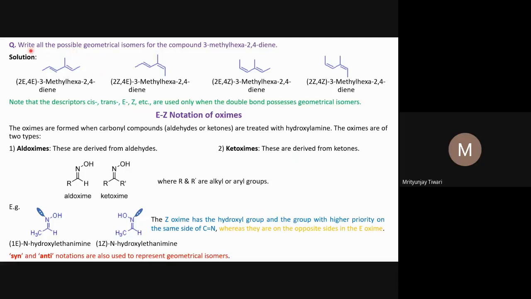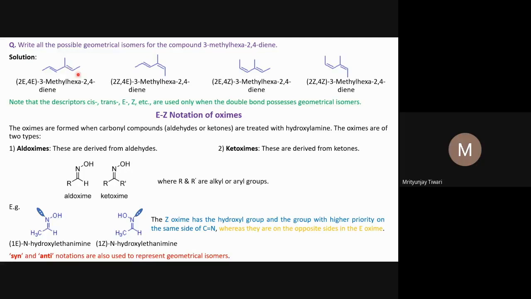Let's see this question. Write all the possible geometrical isomers for the compound 3-methyl hexa-2,4-diene. So this is 3-methyl hexa-2,4-diene. So 6 carbon atoms are part of the main chain. So we'll write 6 carbon atoms. Then we'll have 2 double bonds at the second and fourth positions. So first, second position and the fourth position, and the 3-methyl as a substituent at the third carbon. This is 1, 2, 3. So at the substituent we have written it.